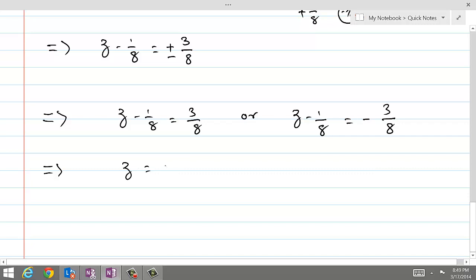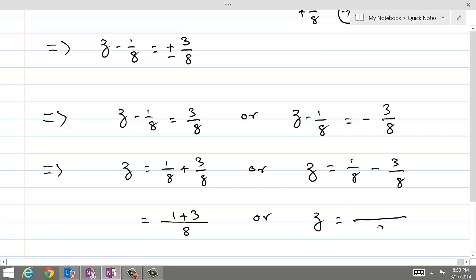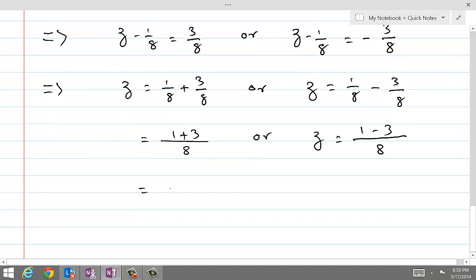From this we can isolate z and get the value for z. Z is equal to plus 1 by 8 on the other side, plus 3 by 8, or here z is equal to 1 by 8 on the other side and minus 3 by 8, and here we can take LCM 8, 1 plus 3, or z equal to, we can take LCM here again, 1 minus 3 here. So this will give us 4 over 8 on this side, or z will give us minus 2 over 8 on this value of z.